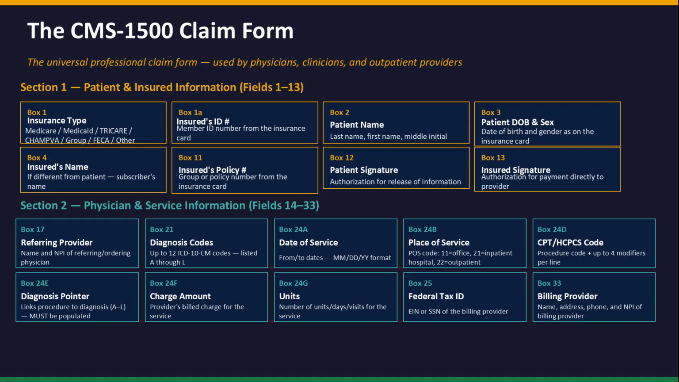Box 24E is the diagnosis pointer. This is a letter, A through L, that links each procedure line to its diagnosis. This field is mandatory and is frequently missing on rejected claims. Box 24F is the billed charge. Box 24G is units. Box 33 is the billing provider's information, including their NPI number. Knowing these boxes cold is essential for both your exam and real-world billing.